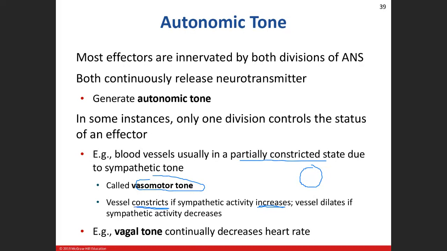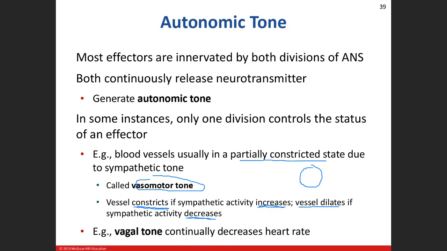It's like turning up the dial, turning up the heat. You want to boil the water faster? Turn the heat up more. Now, if we decrease the sympathetic activity, we're going to turn the dial down, then that blood vessel can vasodilate. So we can make it bigger.